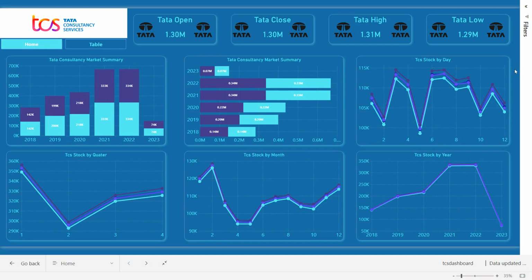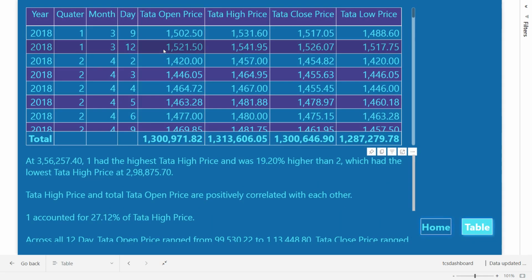In this dashboard, the key insights include the Tata Consultancy market summary using a stacked column chart and a stacked bar chart, forecasts to display Tata Open Price, Tata Close Price, Tata High Price, Tata Low Price, line charts to display TCS stock by day, TCS stock by quarter, TCS stock by month, TCS stock by year, and a navigation button. You can jump into the next page, just table.